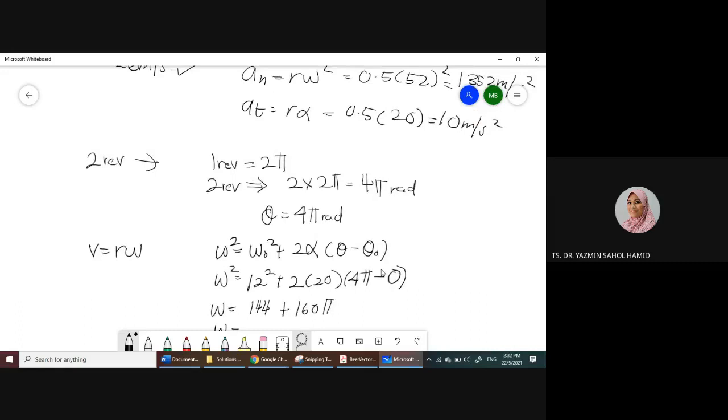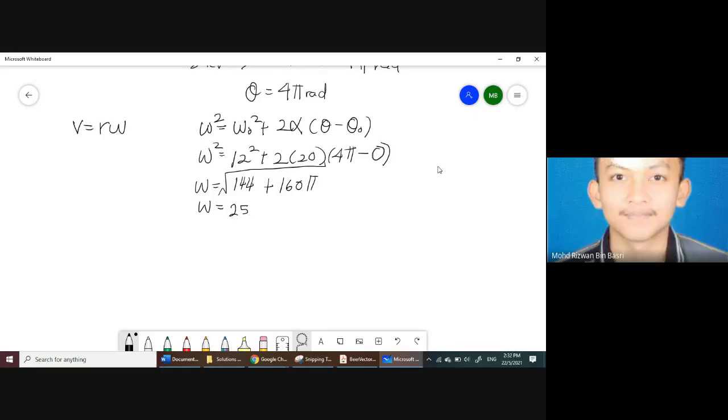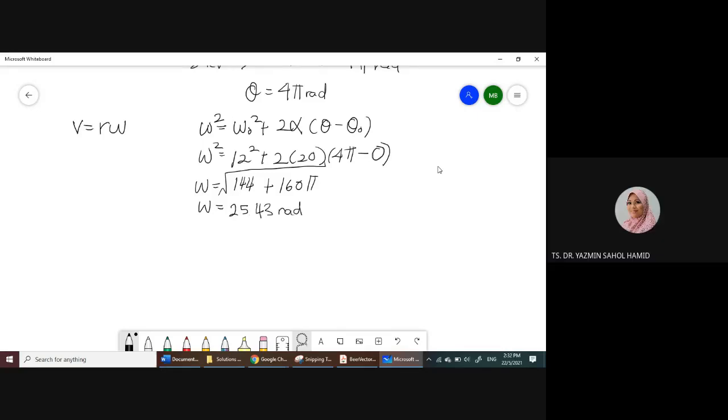That's a square root, you need to take the square root. What do you get? Can you give me the answer for omega? 25.43? Did you multiply by pi already? 25.79. 25.43, madam. Okay, radian per second.